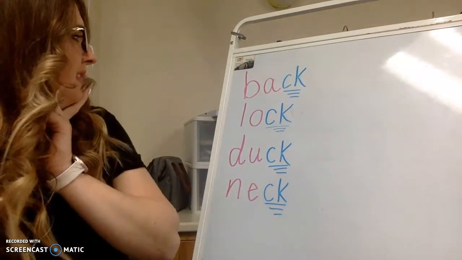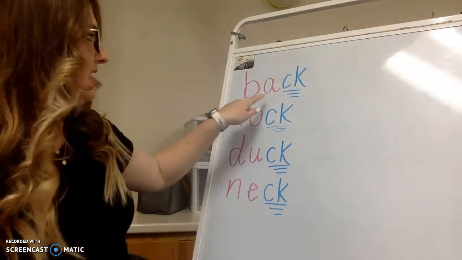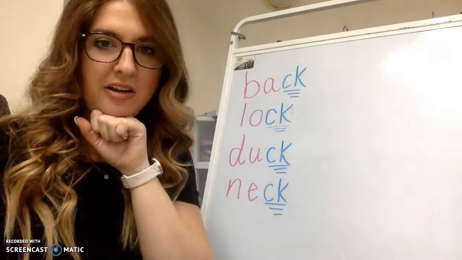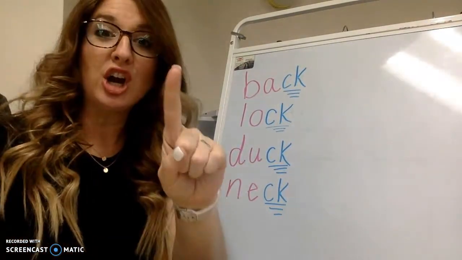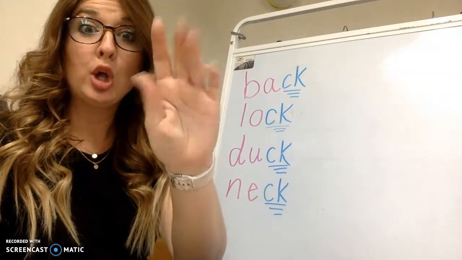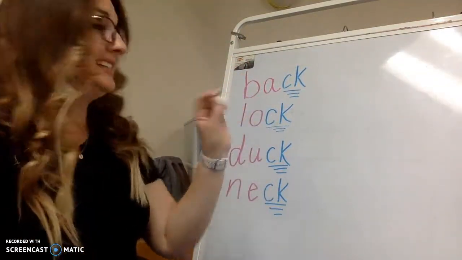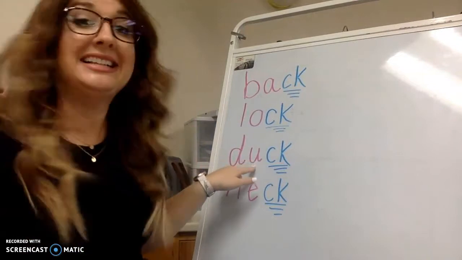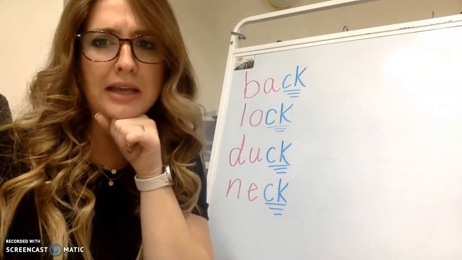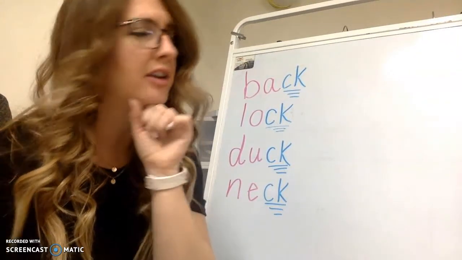I'm kind of seeing a pattern. I'm seeing that there's a vowel before each of the digraphs. Our vowels are A, E, I, O, U. I see an A, I see an O, I see a U, and I see an E. I don't see an I yet. Let's think of a word that has the vowel I before the digraph.